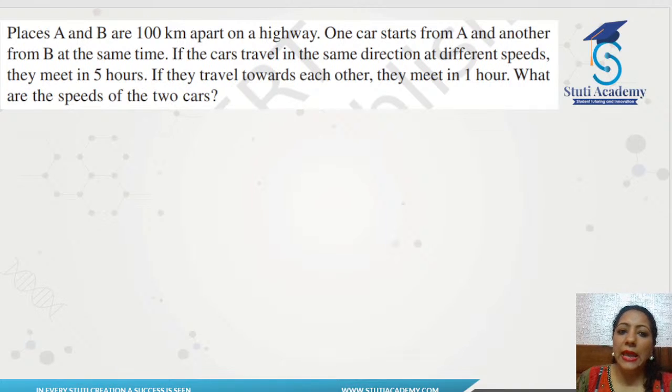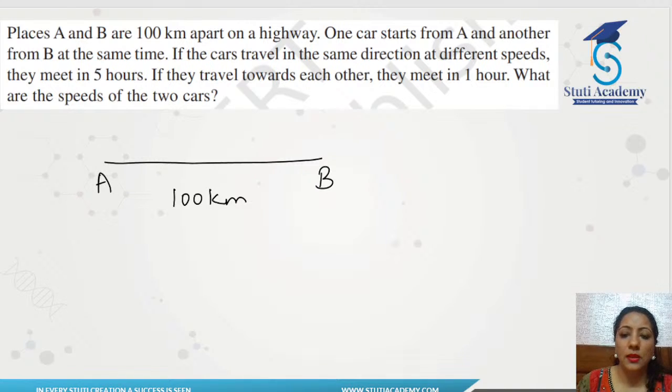We have places A and B. They are 100 kilometers apart on a highway. So let us draw the figure. Let's take the places A and B, and they are 100 kilometers apart on a highway. That means the distance between these two is 100 kilometers.